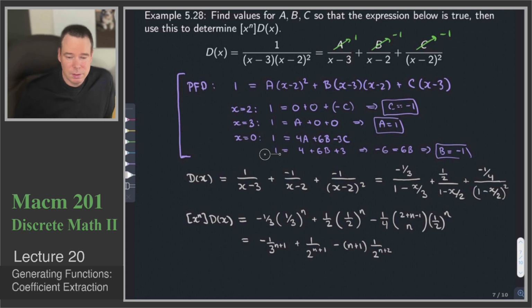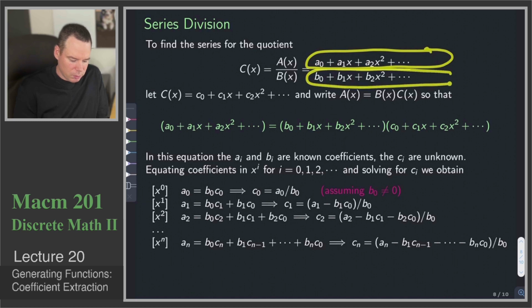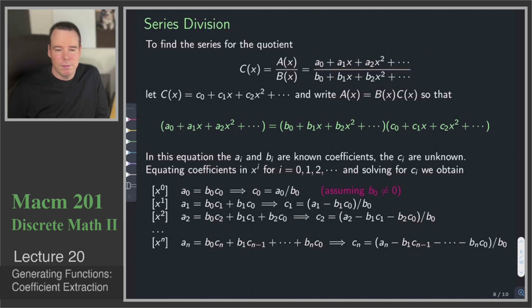All right, so that's it for the first part of this lecture where we did coefficient extraction and partial fraction decomposition in the case where we had a product of linear terms in our denominator. In the second part of this lecture, we're going to look at series division. So what happens if we have, instead of a polynomial over a polynomial, the full series over another full series? How can we divide one power series by another power series and get the corresponding resulting series? That's what we're going to look at in the second part of this lecture.